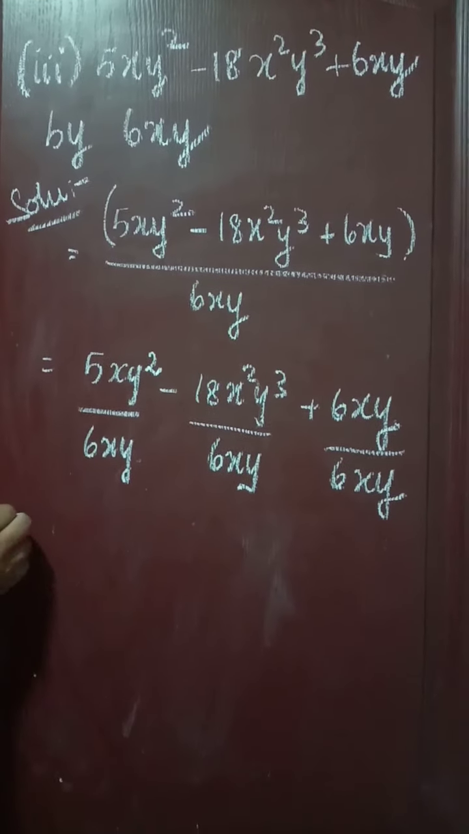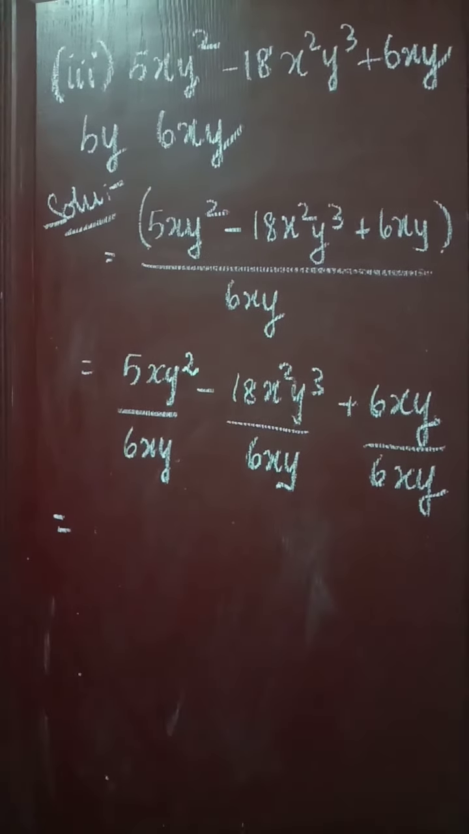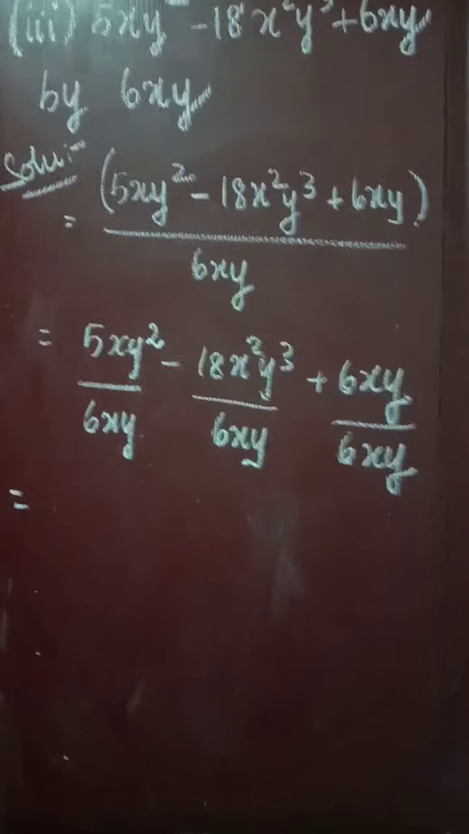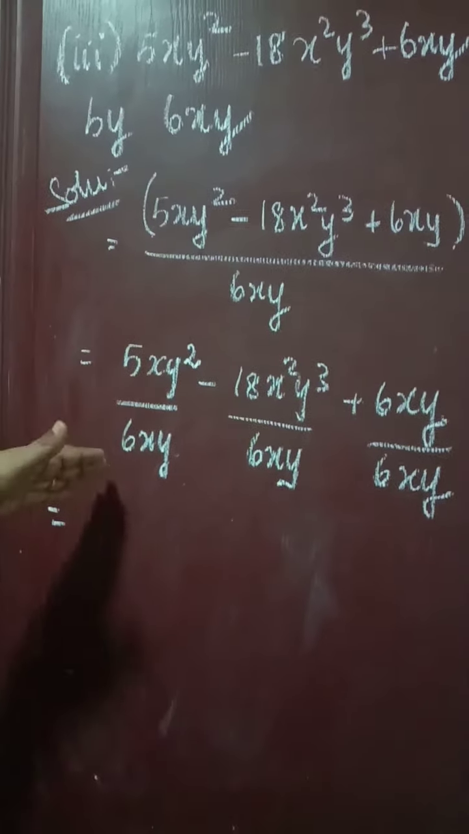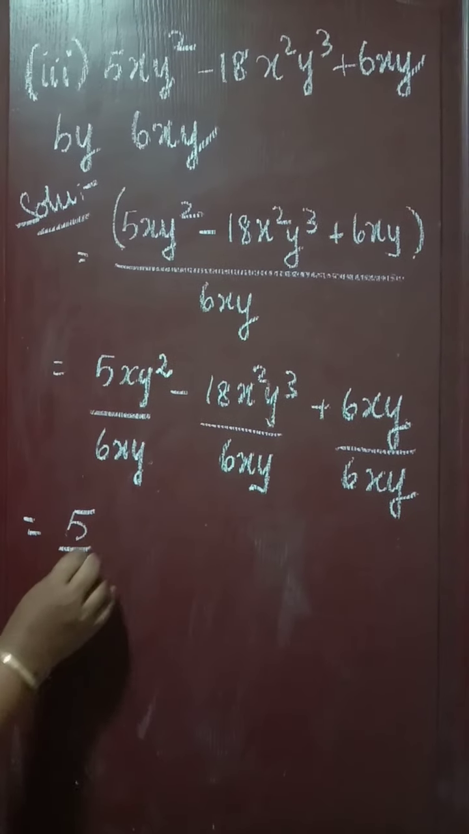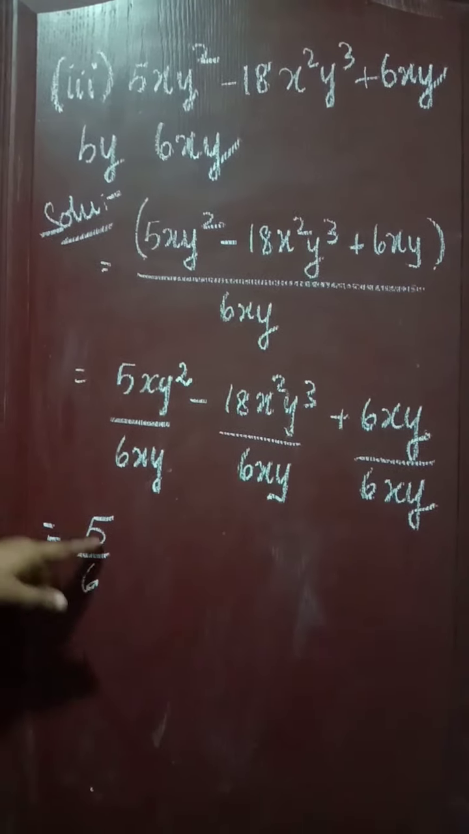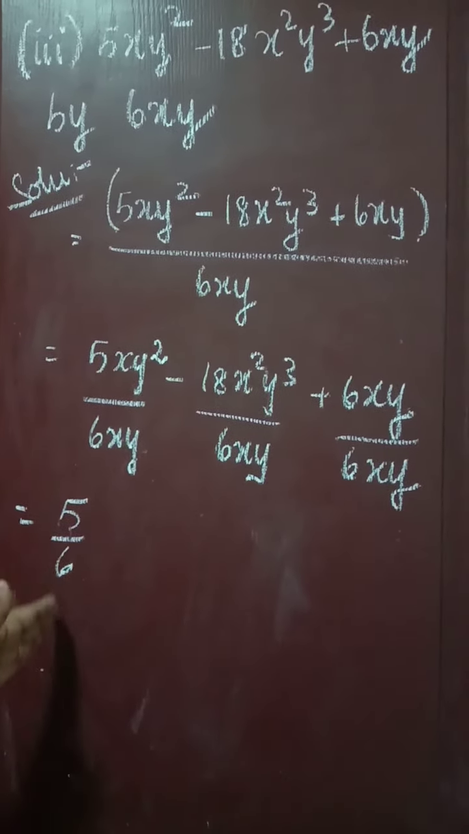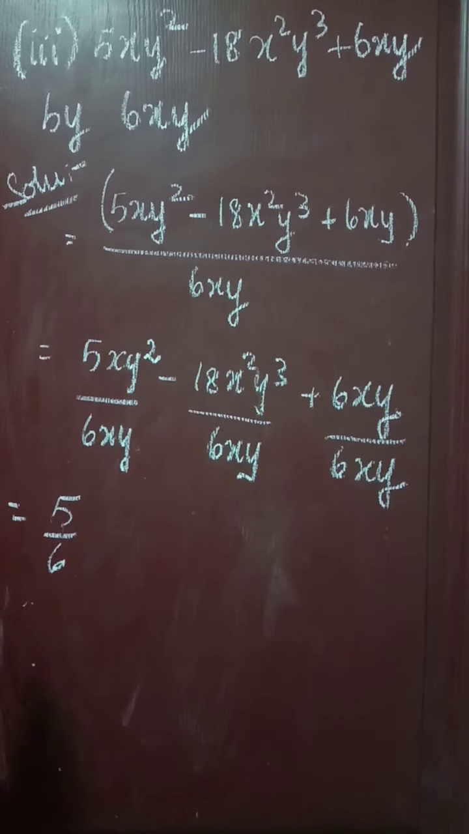So 5 and 6. Is there any common divisor in between 5 and 6? No common divisor. 5 is not divisible by 6. So you have to write it like that, 5 by 6. These two numbers are not divisible. So 5 divided by 6 you have to write like a rational number.